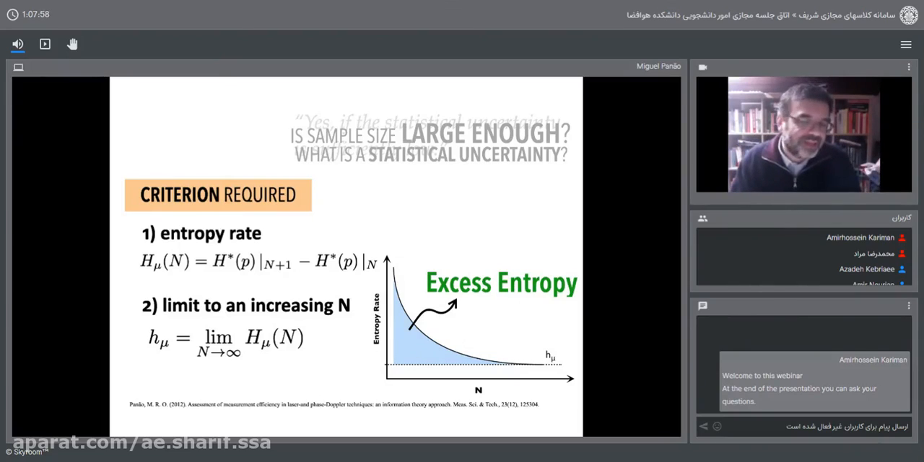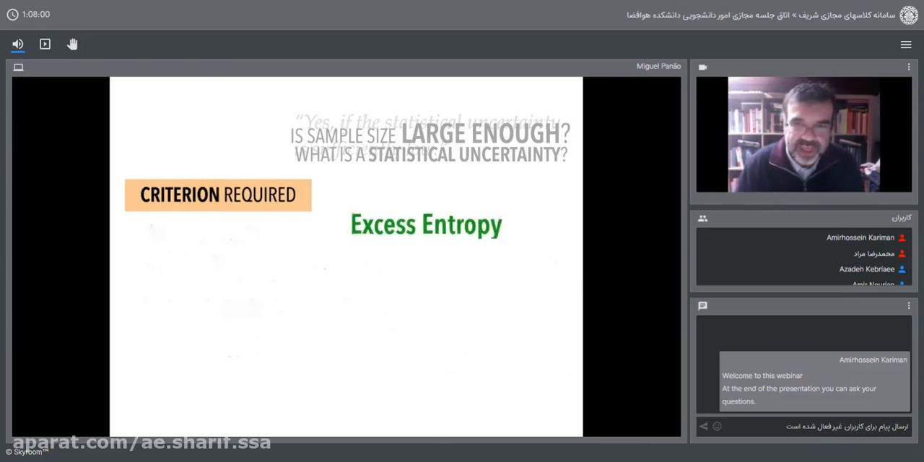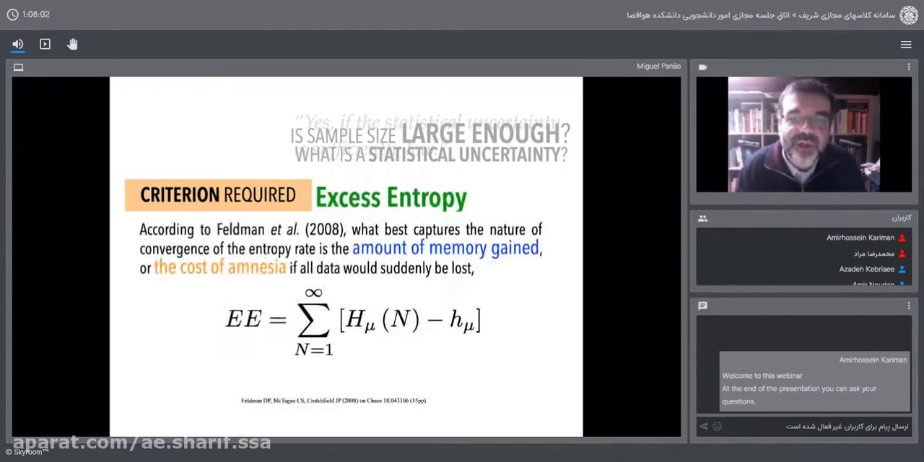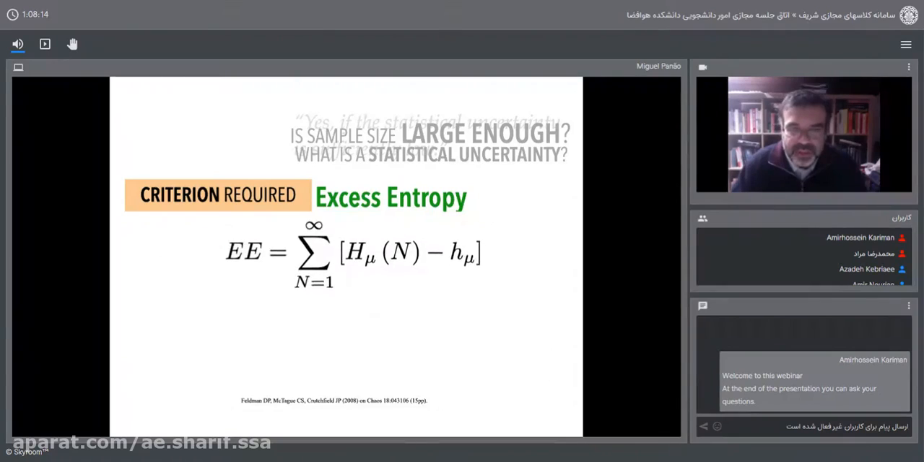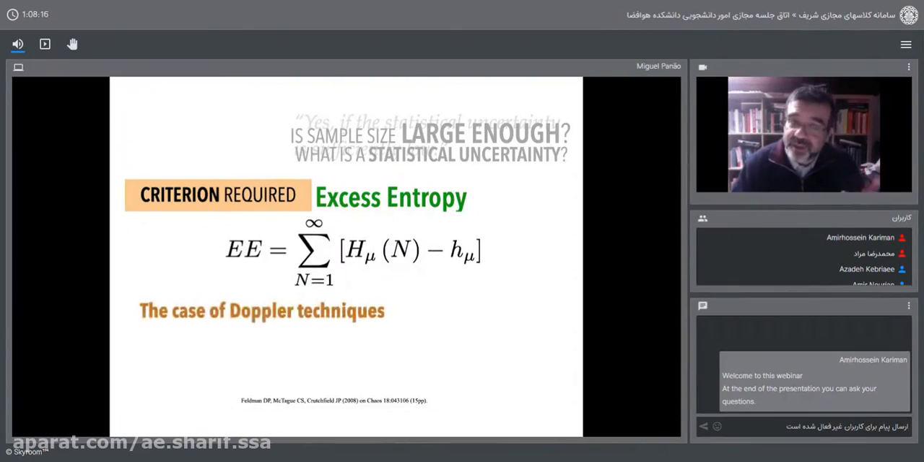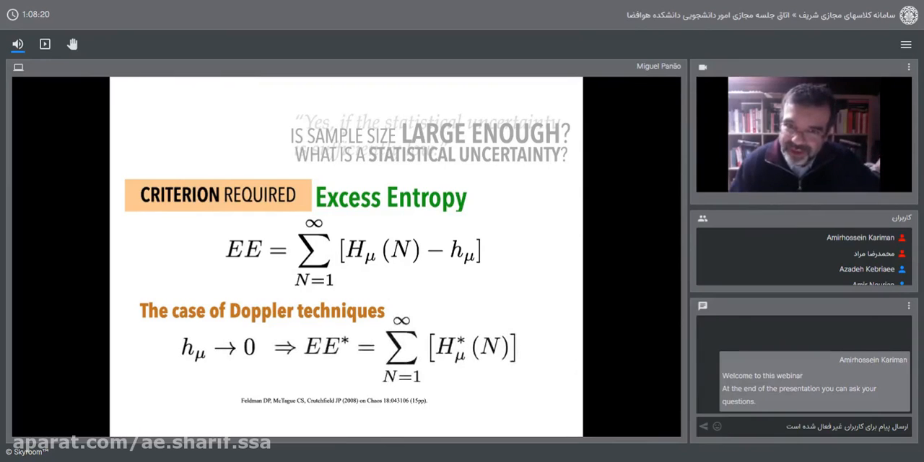And so the meaning is very, very simple to understand. It is the amount of memory gain, or the cost of amnesia if all data would be suddenly lost, which is something that the experimentalist doesn't want, right? But this has meaning. And in the case of the phase Doppler technique, this limit is very easy because if it stabilizes, it's 0, right?